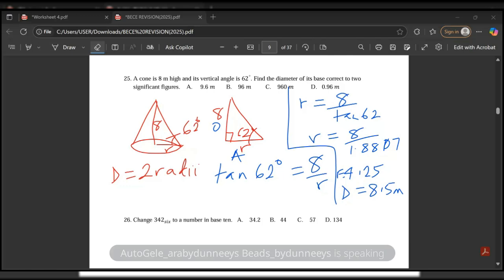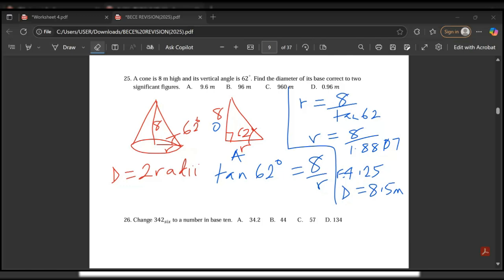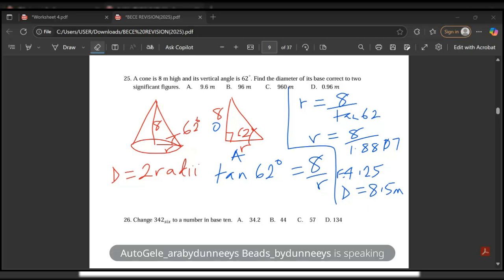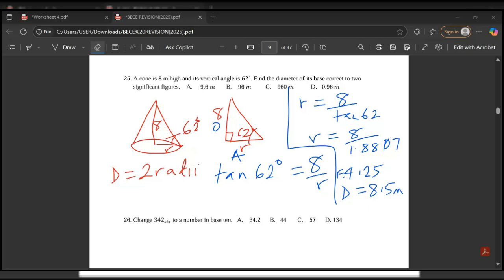Yes, sir. z equals to 2. Okay, all right. Thank you. I'll solve it.